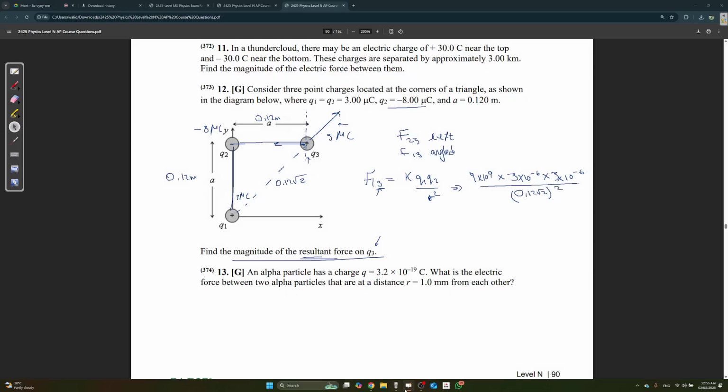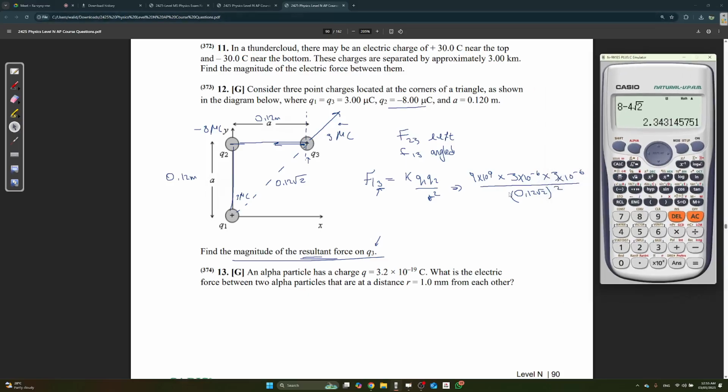Okay, so if you do this, let's find how much the force is. 9 times 10 to the 9, times 3 times 10 to the minus 6, times 3 times 10 to the minus 6, over 0.12 root 2 squared. You're going to get 2.8125. So F13 is 2.8125, and as usual, it's in newtons, it's a force, right? Okay, how about F23? Let's find F23.